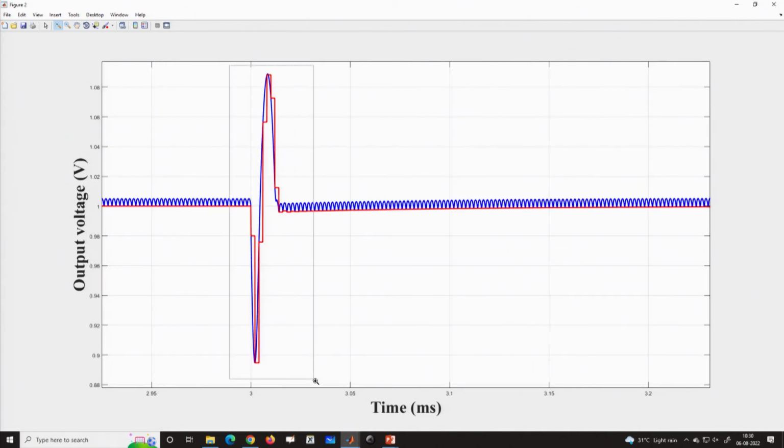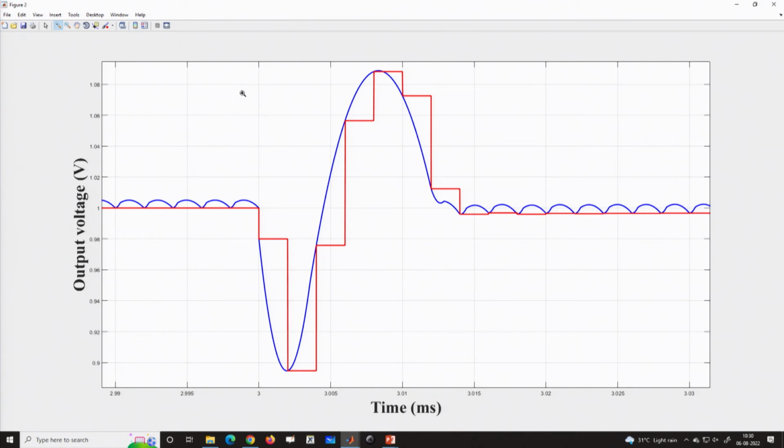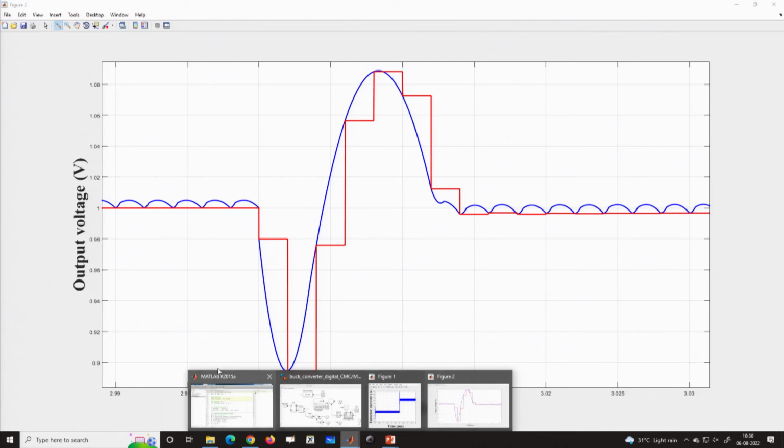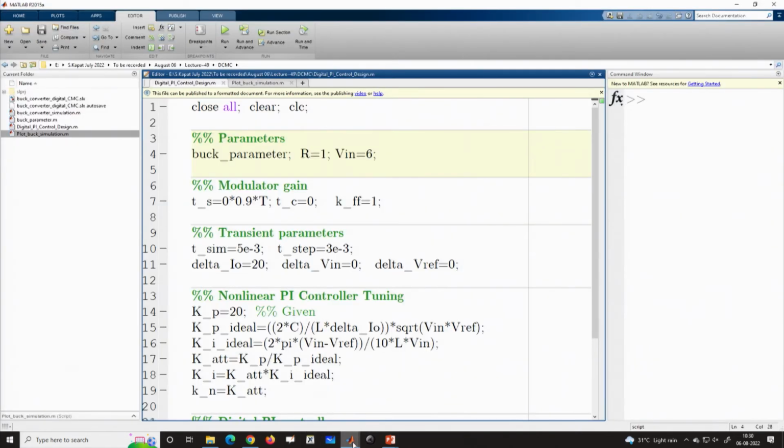That means the delay has increased because we are using a lower input voltage. If you go to the inductor current waveform, let us compare this with the earlier case.